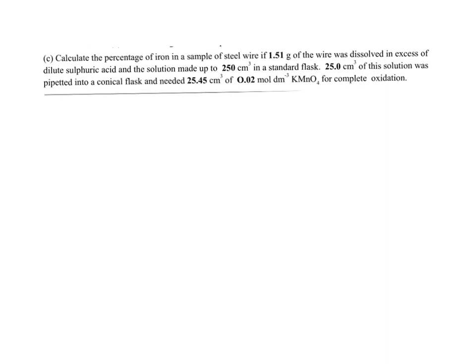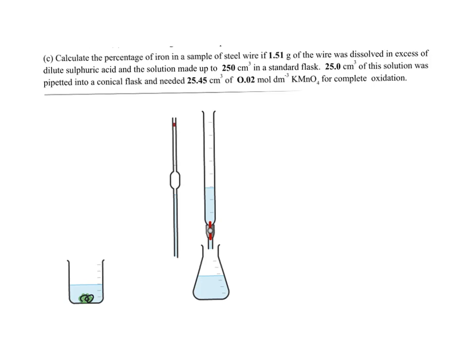Now, let's look at part C, and part C requires something called storyboarding. It's always a good idea to know the apparatus that you're working with. So what we've got is 1.51 grams of steel wire. Now steel wire is impure iron. We do not know the exact mass of iron in the steel wire because it's impure.